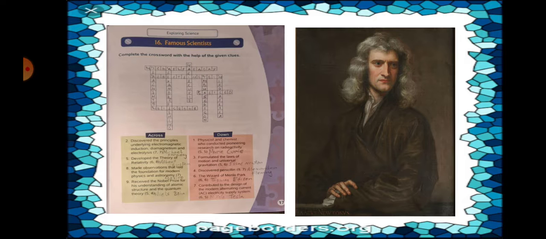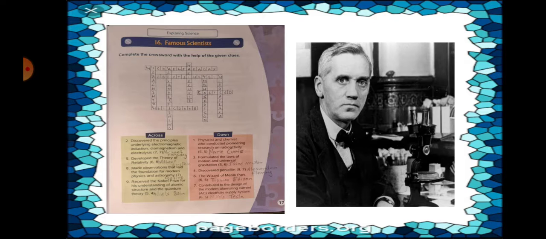Now the next downward puzzle is, who was the scientist who discovered penicillin? So it was Alexander Fleming who had discovered penicillin. And here is the picture of Alexander Fleming. He is the person who had discovered penicillin.